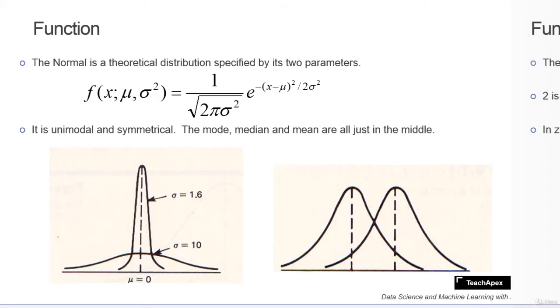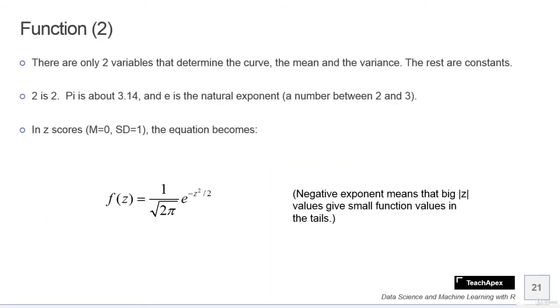Next we have function 2. There are only two variables that determine the curve, the mean and the variance, as we can see in the image. The rest are constants. The 2 is 2, and pi is about 3.14, also known as 22 by 7, and e is the natural exponent, a number between 2 and 3.